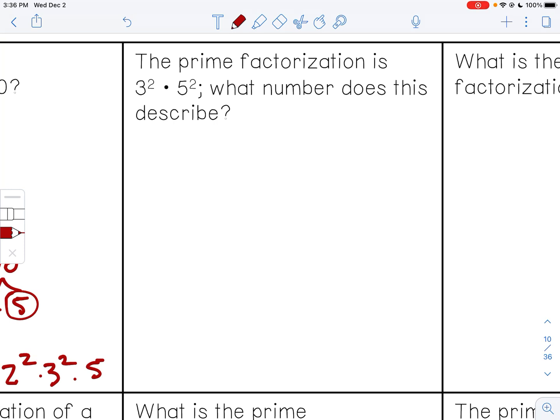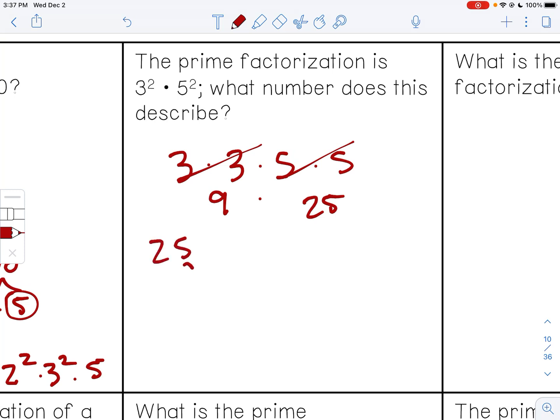First thing we do, we take the prime factorization in exponent form and we have to turn it into expanded form. Okay, so 3 squared is 3 times 3. And 5 squared is 5 times 5. And now guess what? I'm just going to solve. 3 times 3 gives me 9. 5 times 5 is 25. And now I need to solve.